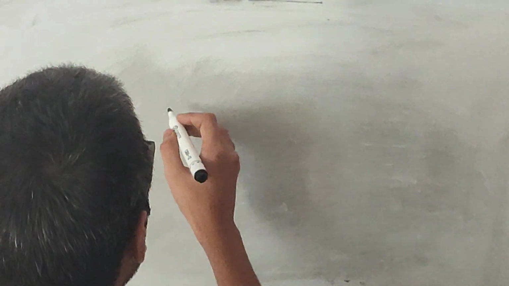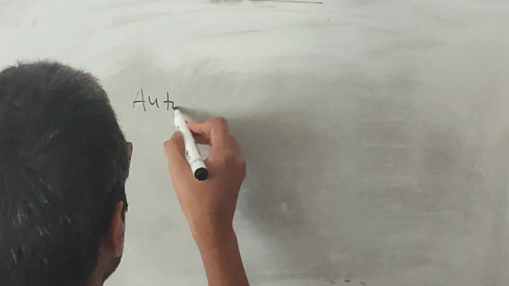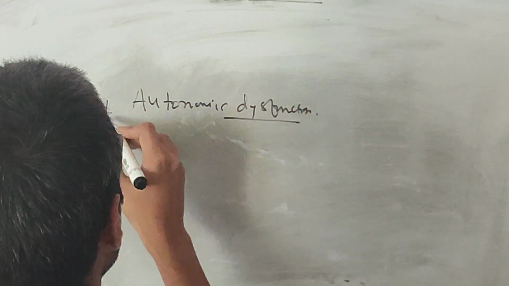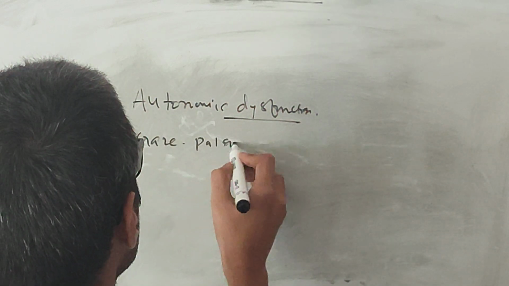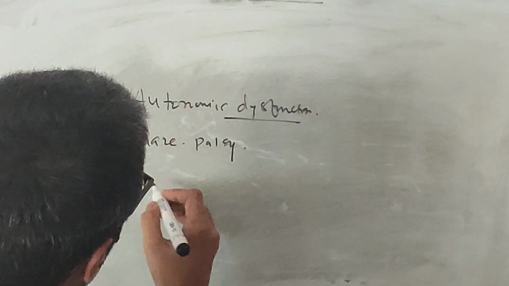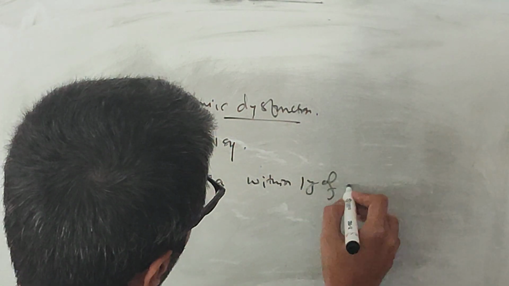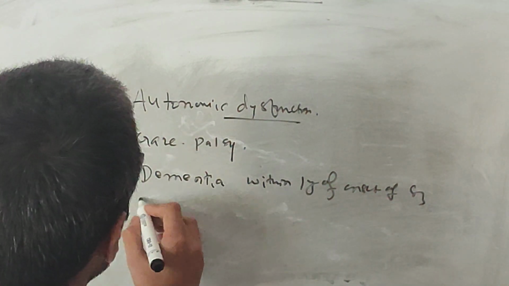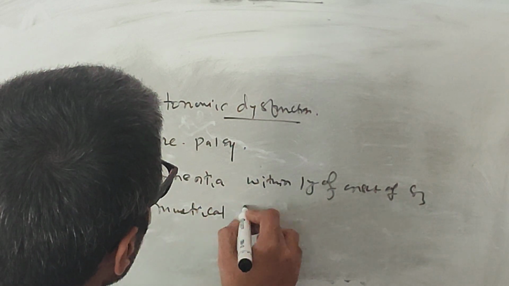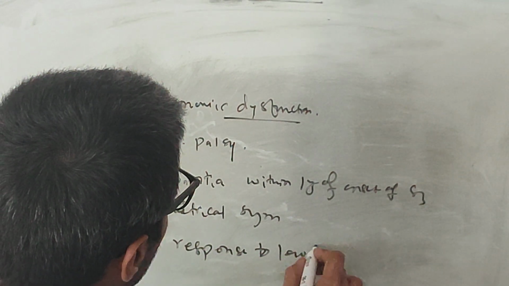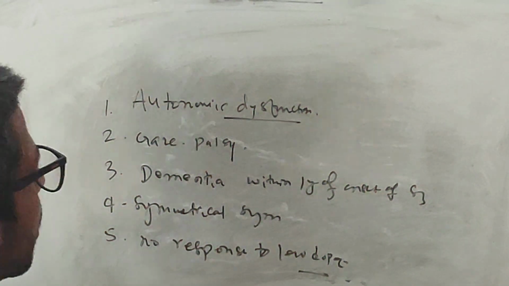And if the patient has autonomic dysfunction, then you obviously will test for orthostatic hypotension. And another point that I would like to tell you is that if you see features like prominent autonomic dysfunction, like postural hypotension, sphincter disturbance, or gaze palsy, or dementia or cognitive impairment within 1 year of onset of symptoms, or if there are symmetrical symptoms, or there is no response to levodopa, in this condition you have to think of Parkinson plus syndrome.